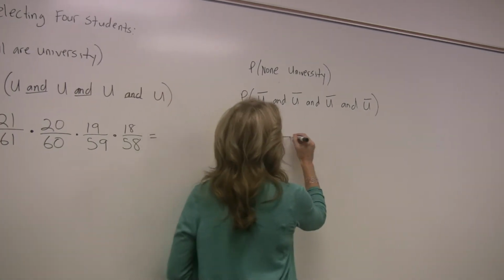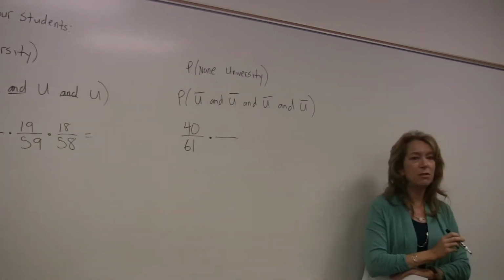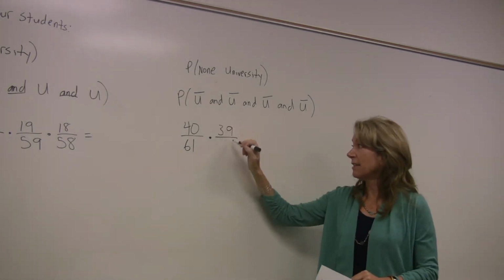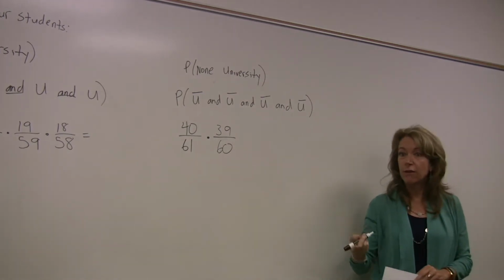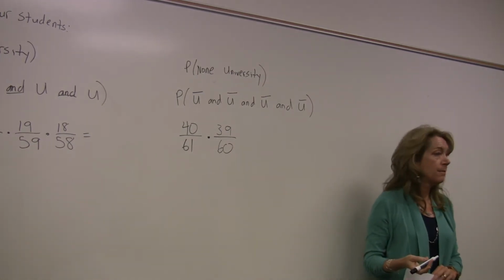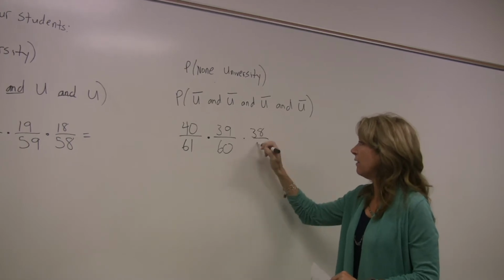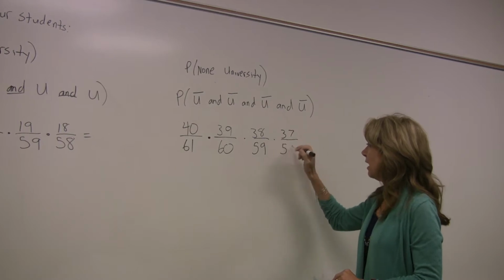And I have to grab another one. How many students are left? I heard 39 out of 60. There's 60 students left, 39 left who are not university students. And 38 over 59. And then 38 out of 59. 37 out of 58.